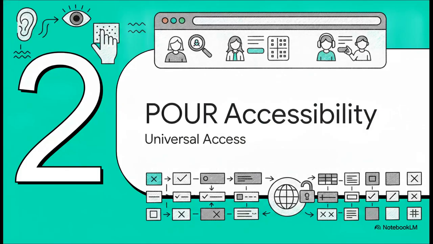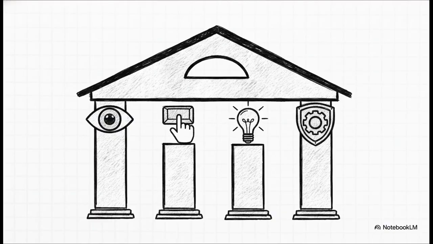Which leads us nicely into Section 2, the POUR accessibility principles, looking at WCAG and universal access. So, those visual limits we just mentioned, they tie directly into the broader Web Content Accessibility Guidelines, or WCAG for short. To be truly accessible, an interface has to follow the 4 pillars of the POUR acronym. It must be perceivable through things like text alternatives, operable via keyboard navigation, understandable through clear and predictable layouts, and robust enough to play nicely with different assistive technologies like screen readers.